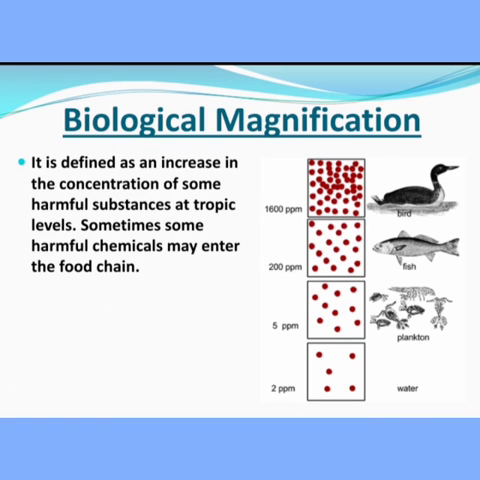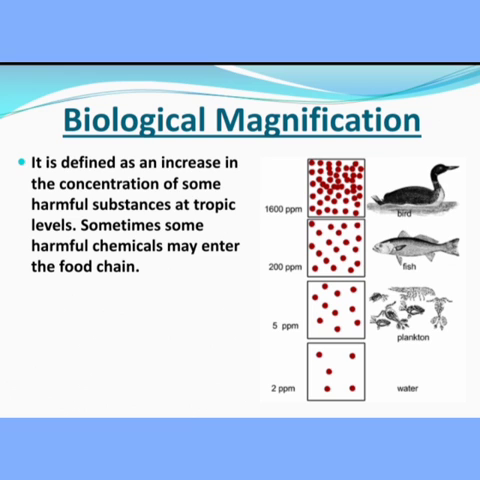Coming to biological magnification, it is defined as an increase in concentration of some harmful substances at trophic levels. Sometimes some harmful chemicals may enter the food chain. So you already know what a food chain is, right? So imagine an aquatic food chain, okay. There will be phytoplankton, zooplankton, small fishes, large fishes, and much larger fish, and then an eagle or any other large organism.